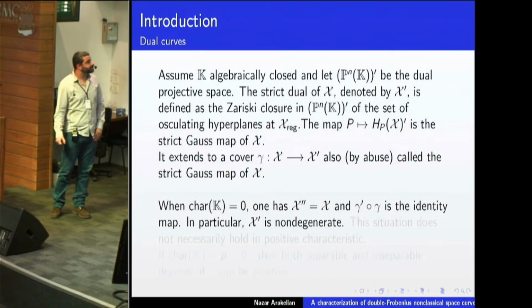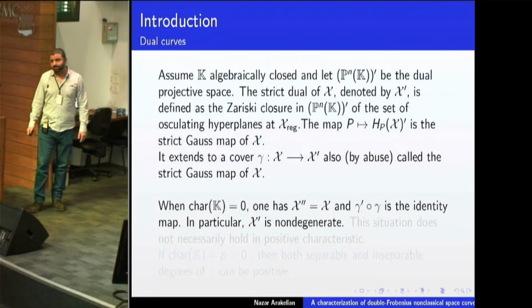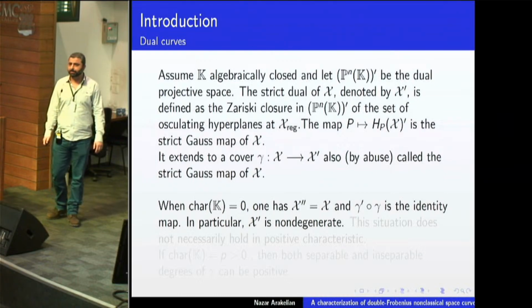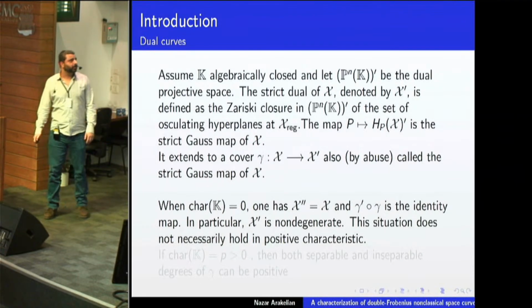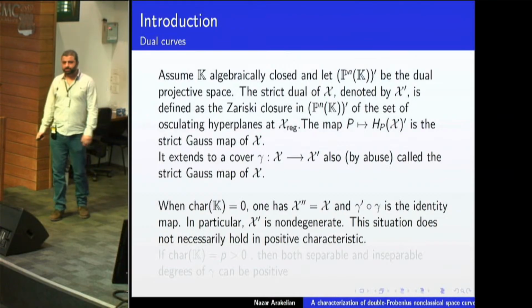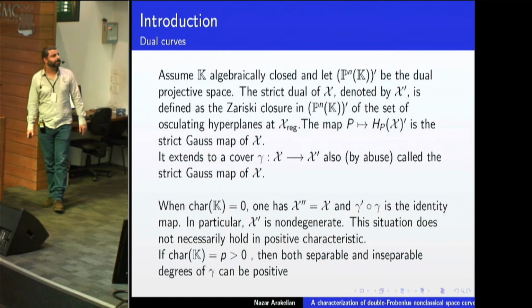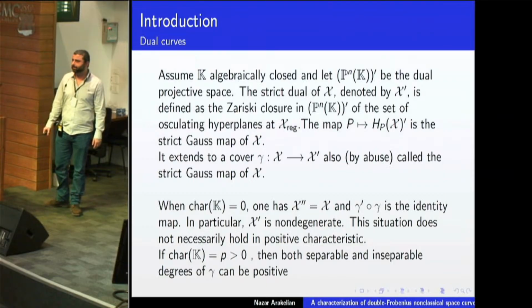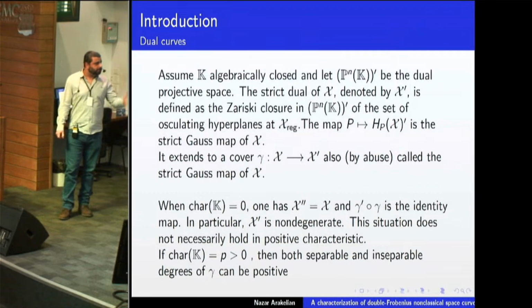Lucky for us, in particular, in this case, the dual is non-degenerate. This means that it does not lie on a hyperplane. But this situation does not necessarily hold in positive characteristic. So if the characteristic is positive, then both the separable and inseparable degrees of the Gauss map can be positive. But why do we care?